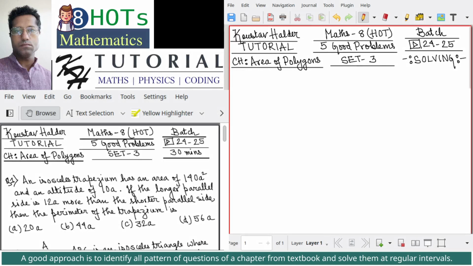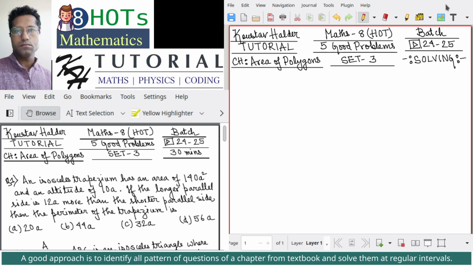Okay, so I have the set of 5 good problems on the left hand side. I hope the fonts are big enough so that you can read them. The link of the PDF of this set of 5 good problems will also be there in the description below. On the right hand side, I will solve the problems. I will pause for a few seconds after solving a problem so that you can take a screenshot of the solution if you think it will help you. Always try to solve these problems yourself first.